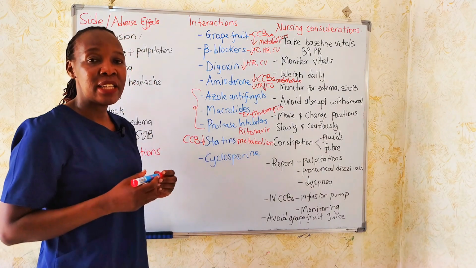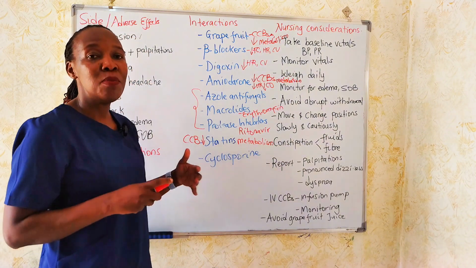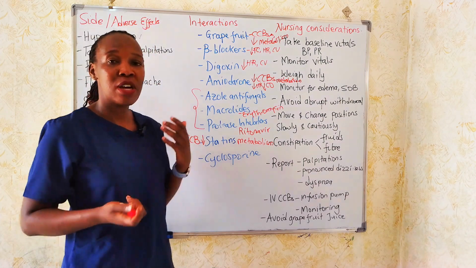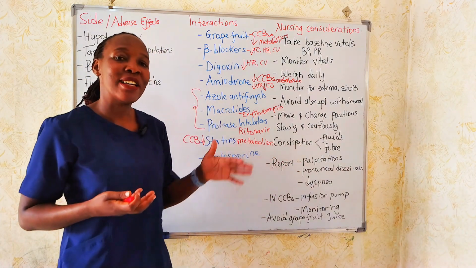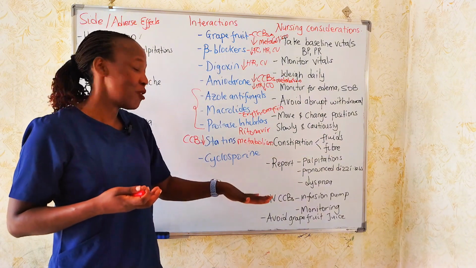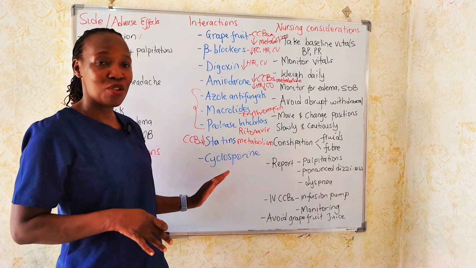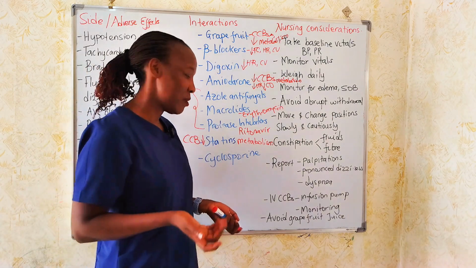Cyclosporine is an immune modulator, which is usually given in immune conditions. Interaction between cyclosporine and calcium channel blockers is two-way. Again, it's to do with metabolism. Calcium channel blockers inhibit metabolism of cyclosporine, and cyclosporine also inhibits the metabolism of calcium channel blockers. The adverse effects of both are going to be pronounced.